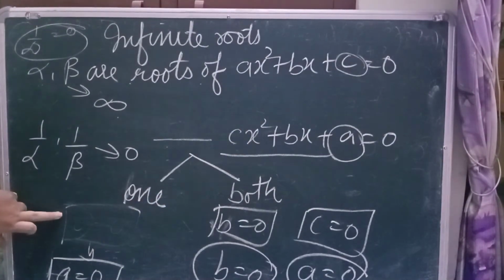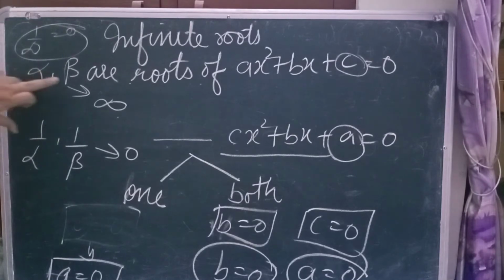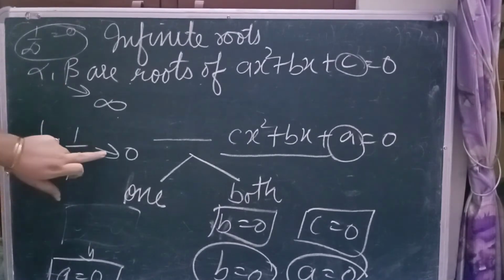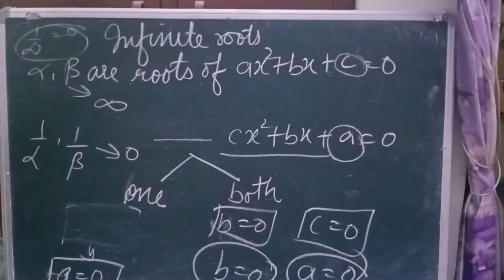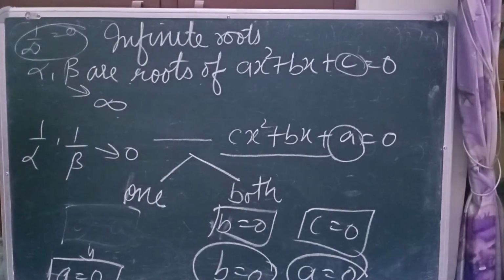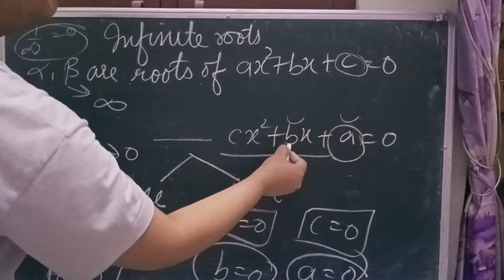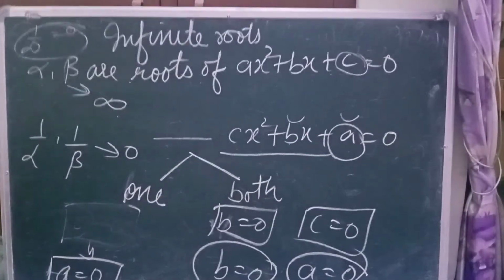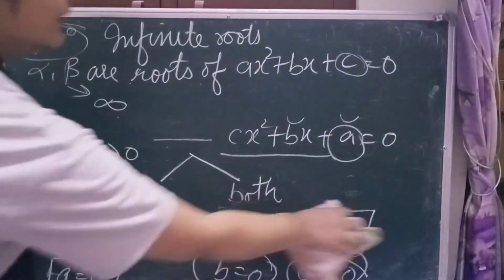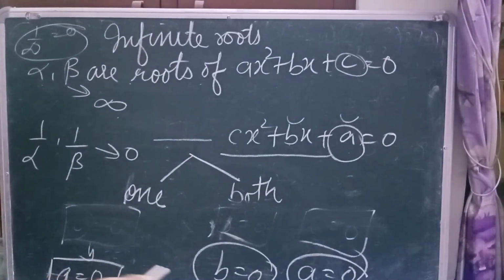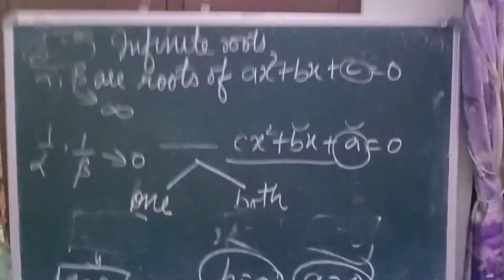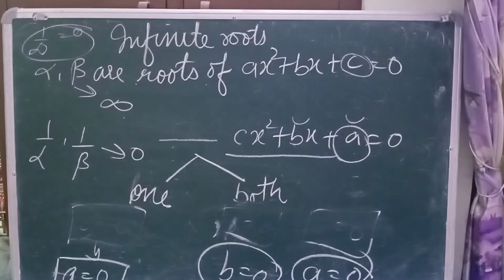In the same way, if I am talking about both roots being infinite, we can say 1 upon alpha and 1 upon beta both will be 0 for this quadratic equation. As we have studied in the last part, when both roots are 0, then b and c both are 0, and here b and c are b and a. So for infinite roots we can say b is equal to 0 and a is equal to 0. We can consider these properties.